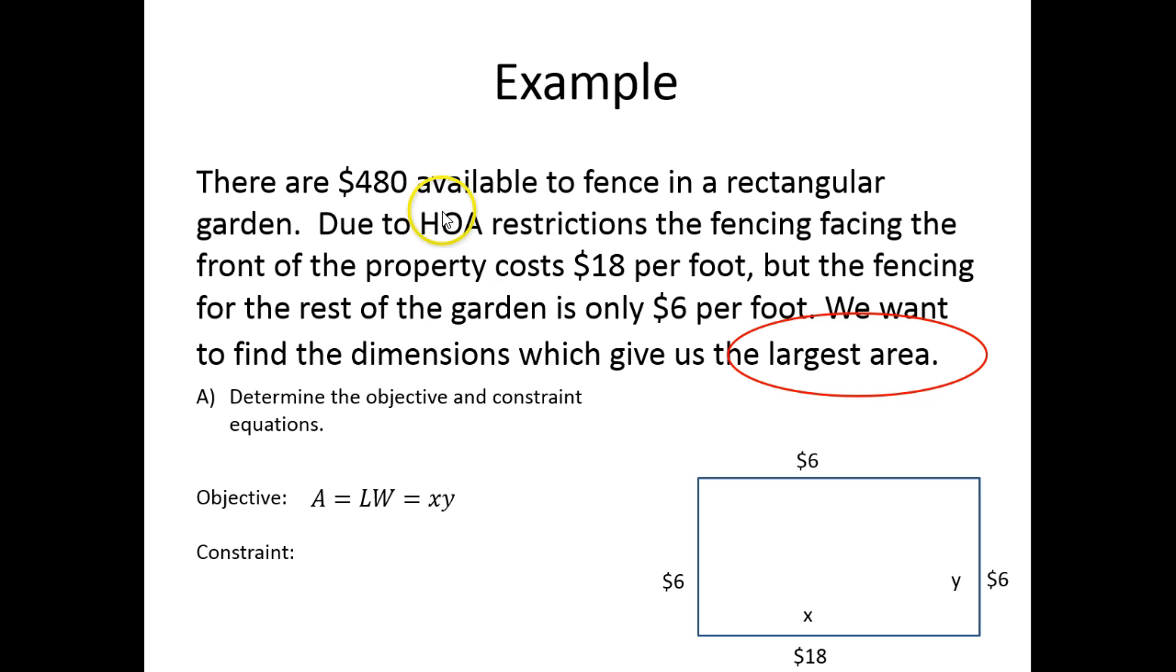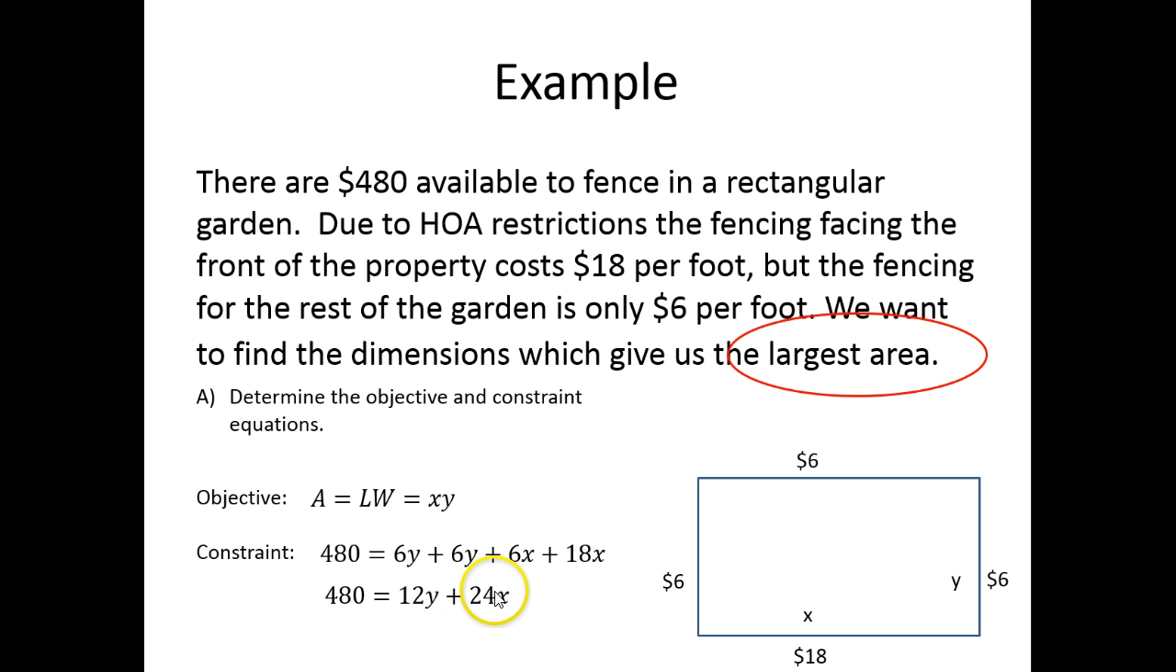Now we are given a constraint. We do have a budget. We can't spend more than this budget. Our dimensions are x and y. The front fencing is going to cost us $18 times x feet. The back fencing is going to cost us $6 times x feet. And the two side fencings are going to cost us $6 times y feet. So our constraint is 480 equals the cost for each side: 6y plus 6y plus 6x plus 18x. I can simplify this to 480 equals 12y plus 24x.